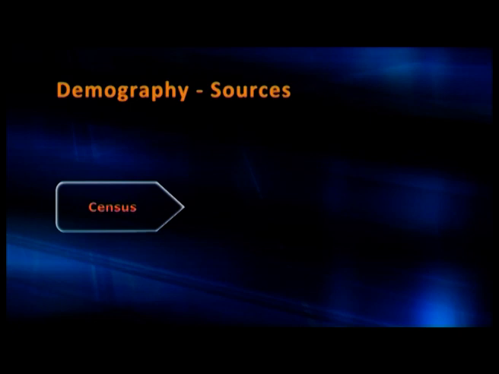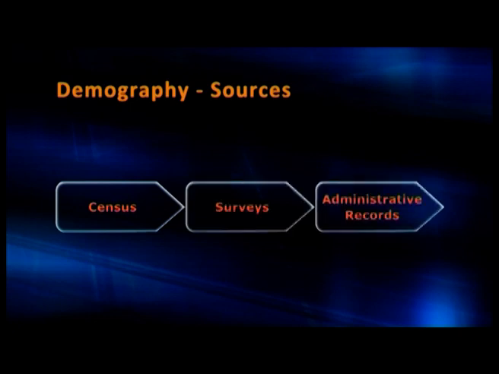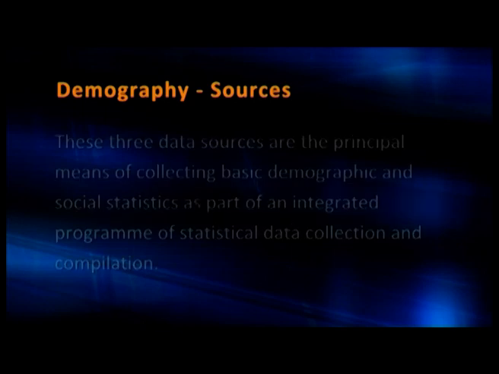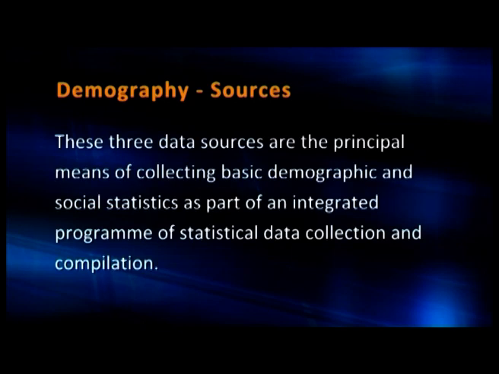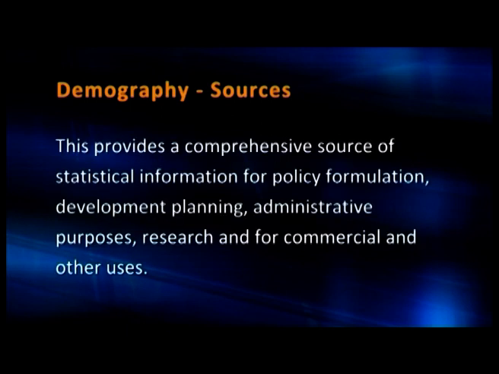It is well known that the three main sources of demographic and social statistics are censuses, surveys, and administrative records. These three data sources are the principal means of collecting basic demographic and social statistics as part of an integrated program of statistical data collection and compilation. This provides a comprehensive source of statistical information for policy formulation, development planning, administrative purposes, research, and for commercial and other uses.